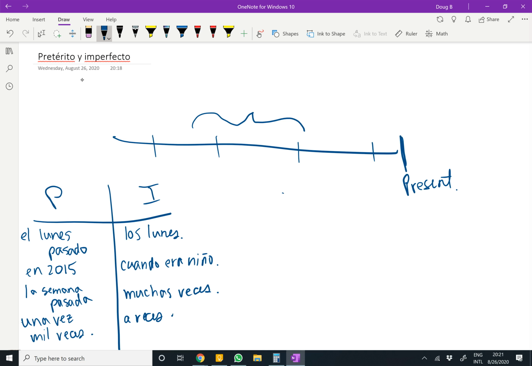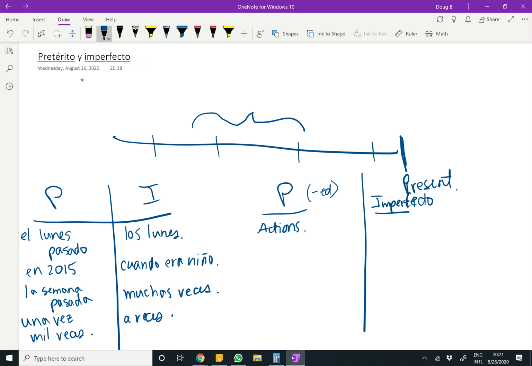Other things that the pretérito gets used for: actions that have ended. For example, I went to the mall. It's over, right? Actions that have ended. And generally in English, these are the ED verbs. I went to the mall. I talked to my teacher. I bought a book, etc., right? Whereas the imperfect, I'm just doing this off the top of my head.